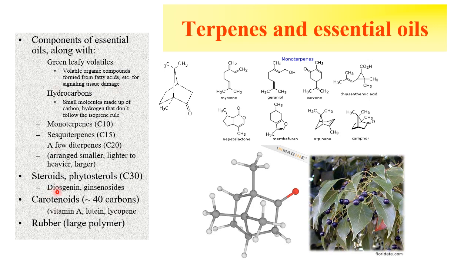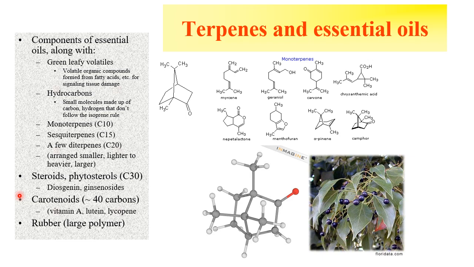A good example is diosgenin, or the ginsenosides, which are plant sterols made up of 6 of these isoprene units, so they're C30 compounds. Then the carotenoids, like beta-carotene. Vitamin A actually is a metabolite of beta-carotene in animals.